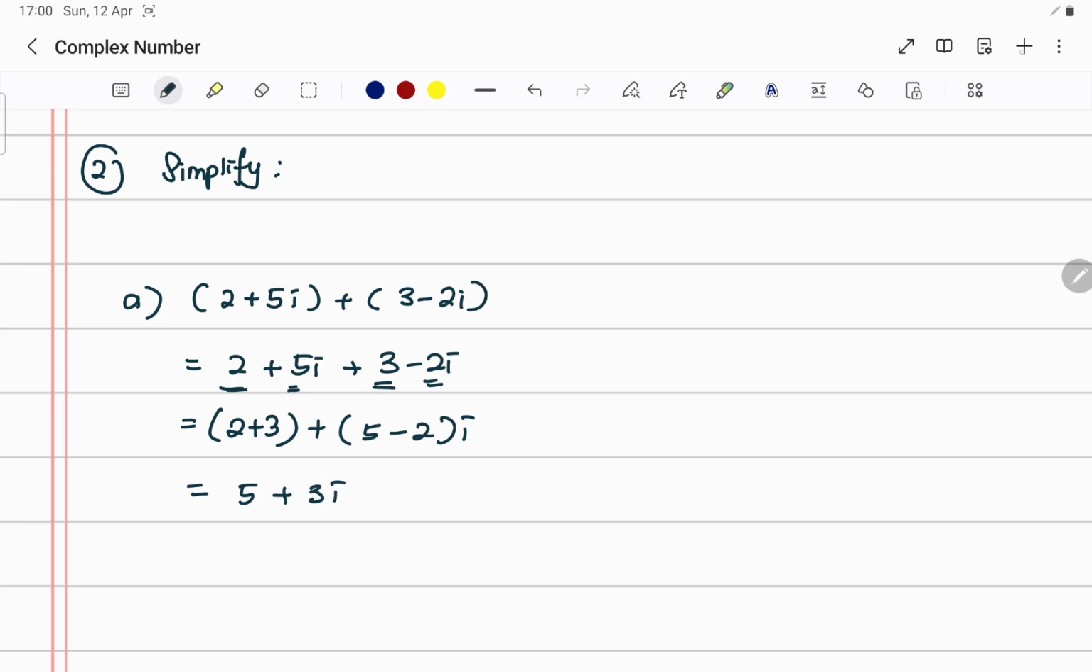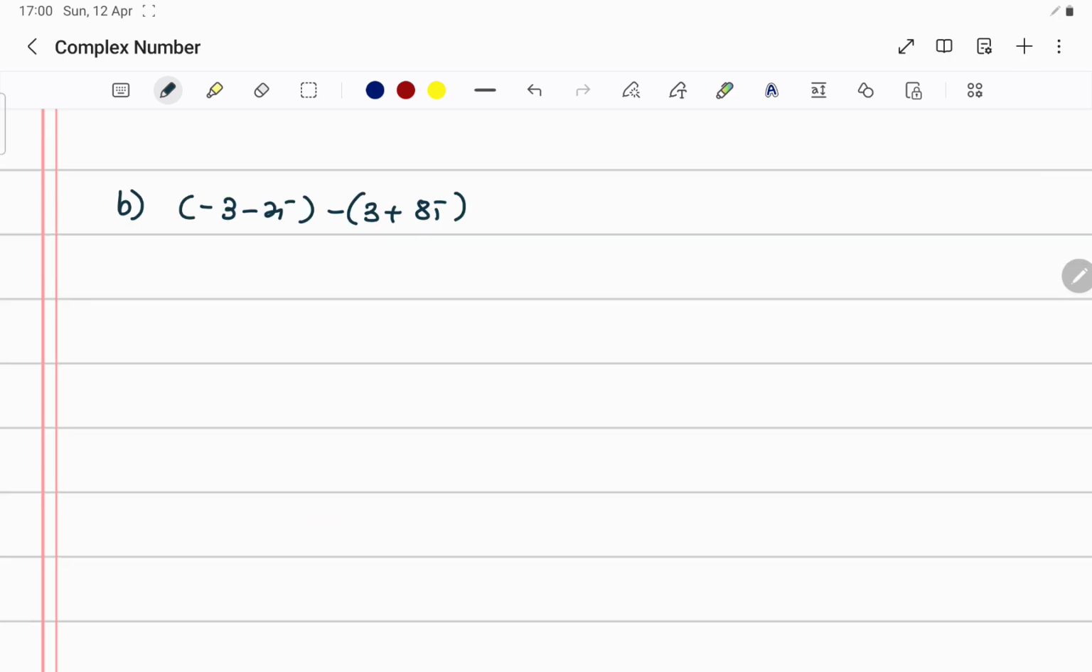Now we proceed to the next question. The next question, we have negative 3 minus 2i minus 3 plus 8i. Here it is easy for you to solve. You expand first, negative 3 minus 8i, and then you combine the real part and the imaginary part.